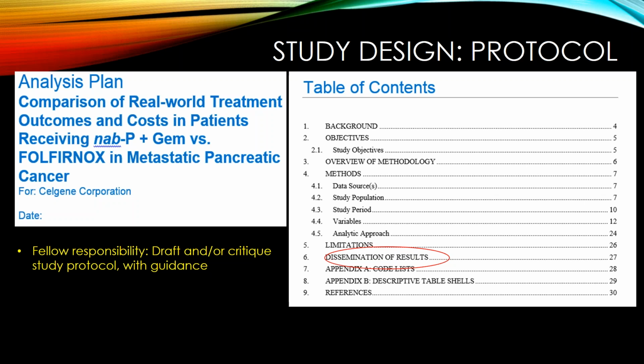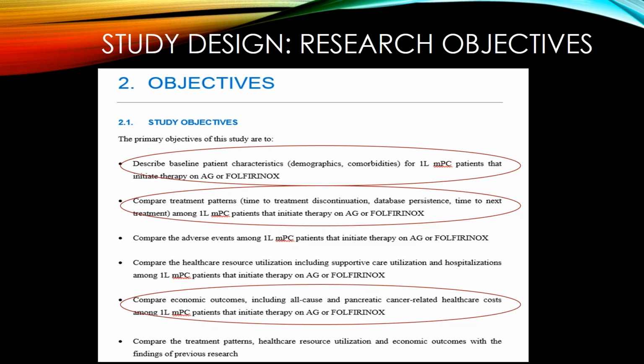Sometimes this is in a Word document like I presented here, but sometimes it can be an Excel document with different sheets. You're expected to write the background, the objectives, which we'll go into, and any other parts that are assigned to you. There are three research objectives I want to highlight here: describing the baseline characteristics, so what patients are going to be included in our study; comparing the treatment patterns, where today we'll focus on time to treatment discontinuation; and comparing economic outcomes such as all-cause costs.